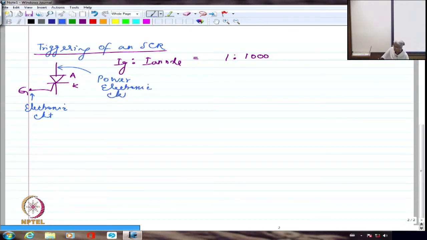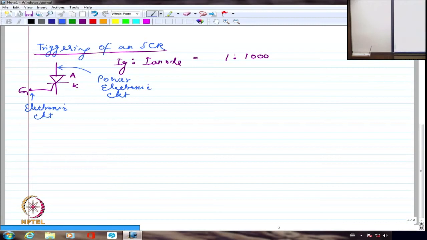So as I told you earlier, it is essential for us to have isolation between the microelectronic circuit and the power electronic circuit, because if something goes wrong on the power side, a huge amount of current will flow into the electronic side and it will not be able to withstand. So normally the grounds will be isolated. The grounds will not be connected together.